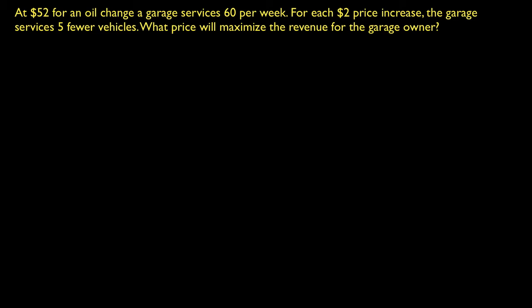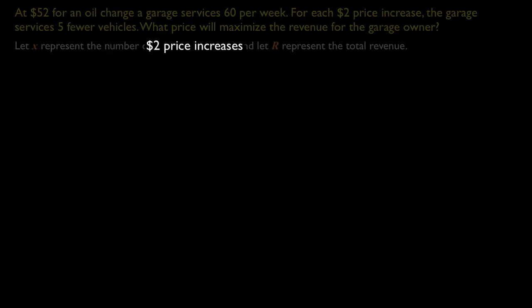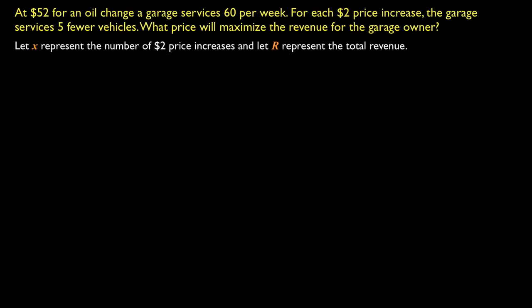So I will begin like I do with any of these problems with some sort of let statement or diagram to introduce variables to help us in our problem. I say let X represent the number of $2 price increases, and I do that because the problem is sort of stated that way. We talk about for each $2 price increase, the garage services 5 fewer vehicles. So it makes sense to describe things in terms of $2 price increases. And of course, the thing that we're trying to optimize is our revenue. So I'll let R represent the total revenue.